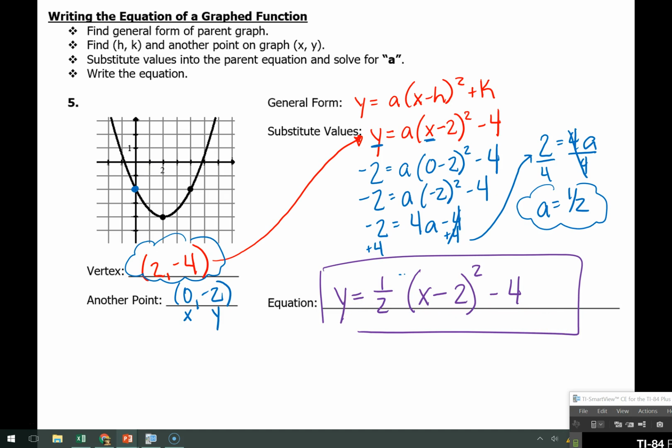Again, A is not just the slope, so I can't just count up 1, 2, over 1, 2, and call the slope 1. Notice that ordered pair that would make it a slope of 1 is not on the curve. Because it curves, there's no straight line for the slope.